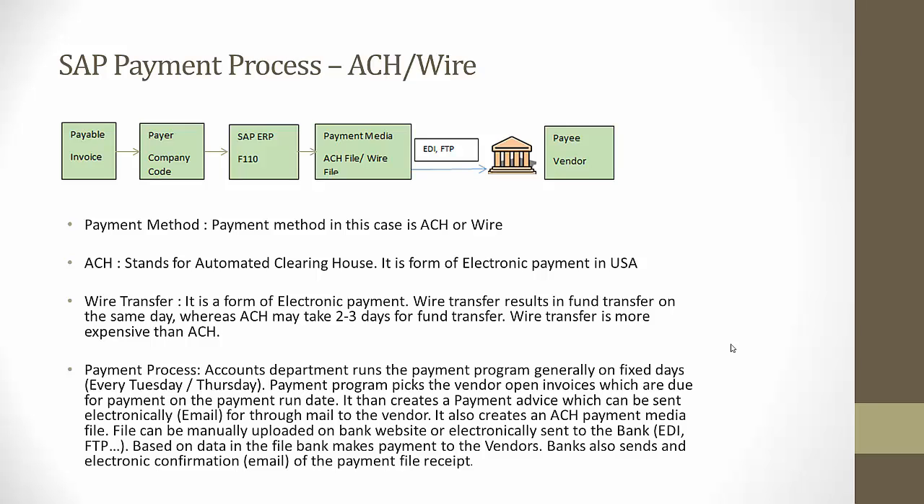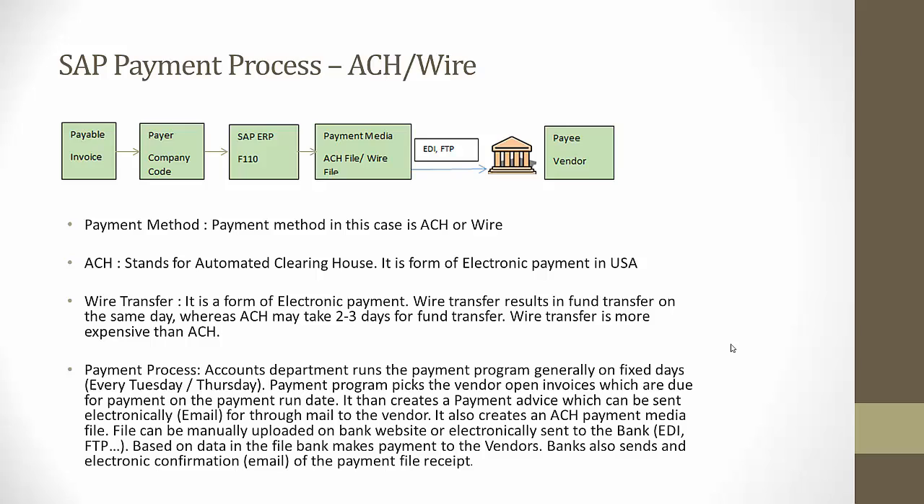This file could be a flat file, XML file, or some other specified format. Generally, the format is a flat file. This flat file has all the details which are required for ACH or wire transfer payment to vendor. File has details about the vendor bank accounts, amount to be paid, and other details.